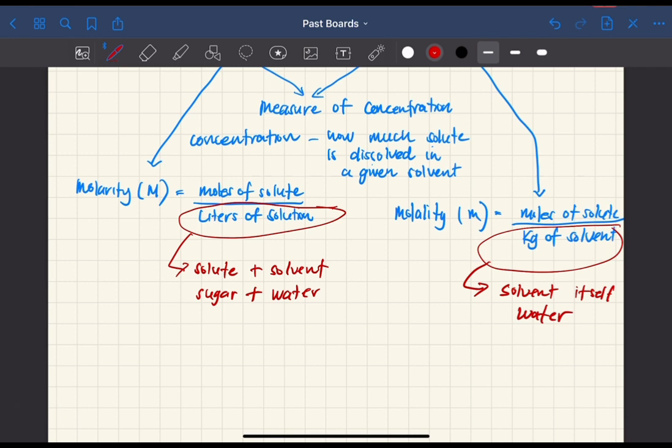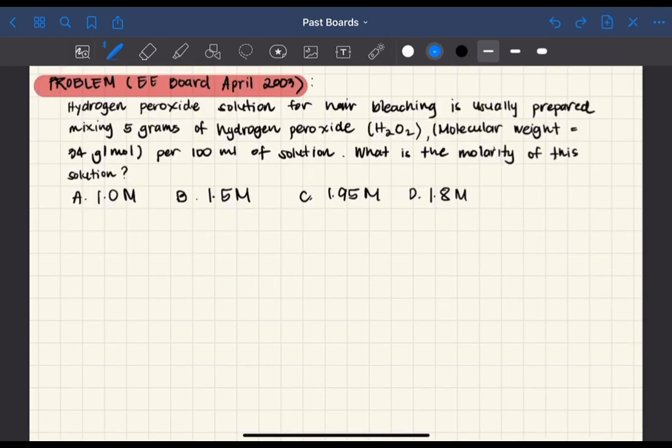So let's solve problems for us to better understand these concepts. So let's solve this problem. This is from EA Board April 2003. Hydrogen peroxide solution for hair bleaching is usually prepared mixing 5 grams of hydrogen peroxide, H2O2, molecular weight is equal to 34 grams per mole, per 1000 ml of solution. What is the molarity of this solution?